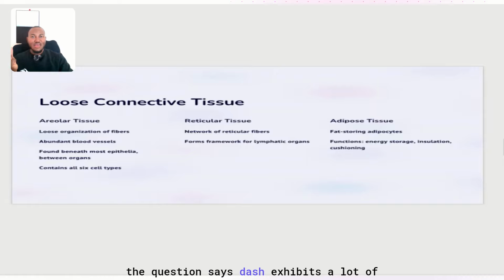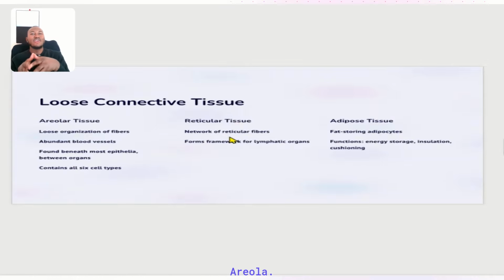Now look at the question again. The question says, dash exhibits a lot of apparently empty space and found in many serous membranes. If you look at the options, option 1 is adipose tissue, dense irregular, osseous tissue, areolar. The answer is what? Areolar tissue. Not blood, not osseous, not dense, not adipose. The answer is areolar tissue.